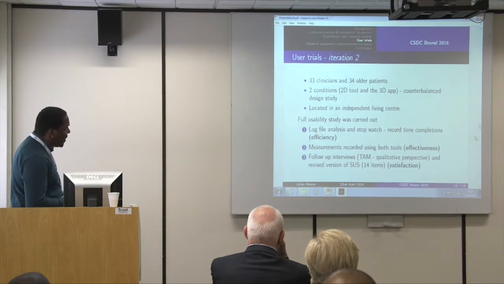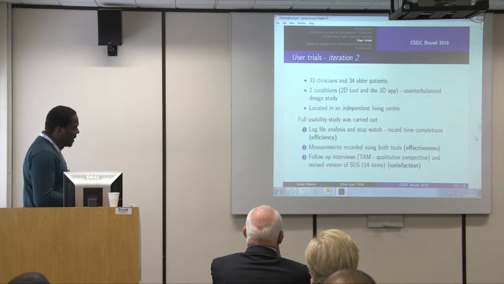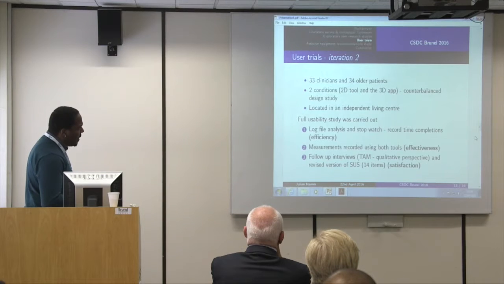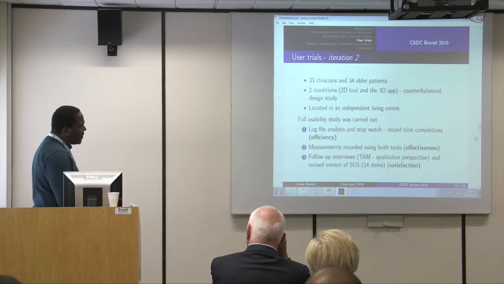So iteration 2 was a user trial. We carried out the user trial in an independent living centre. And I compared the app that I developed versus a 2D form.